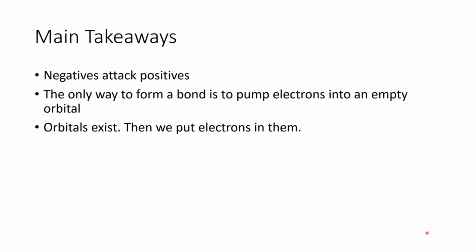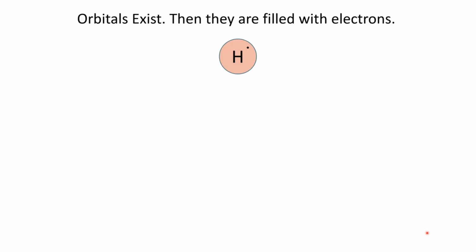And finally, orbitals exist. Then we put electrons into them. Sometimes students get the causality backwards, that we have these electrons, we need to invent some orbitals for them to live in. That's not true. It's the other way around. Orbitals exist. Then we can put electrons into them. Those are the 3 takeaways. Keep these 3 points in the back of your mind as we go through the rest of this video. Orbitals exist, then they are filled with electrons.